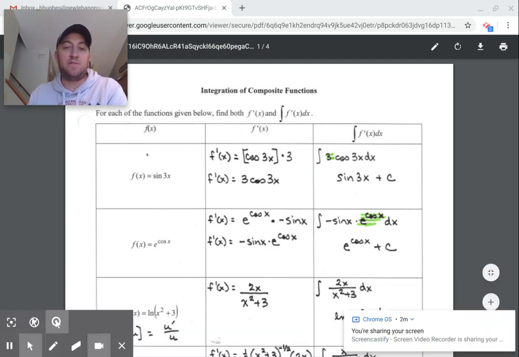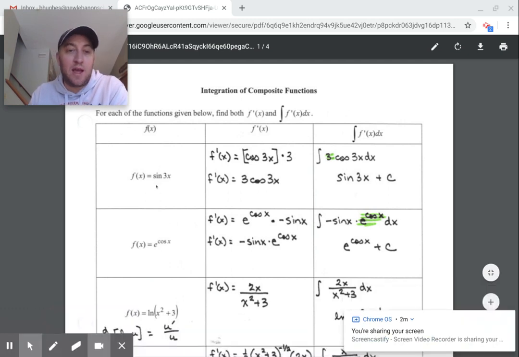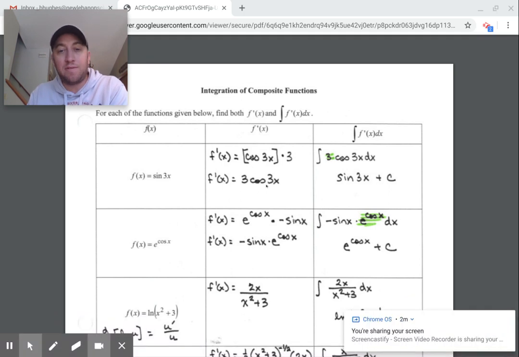The first thing is if I took the derivative of sine of 3x, took the derivative of e to the cosine of x, took the derivative of the natural log of x squared plus 3, these all have unique rules and some things that we would have to do to actually find the derivative. Now, if I look at sine of 3x, the first thing I would have to do is, what is the derivative of sine? It is cosine. So I have cosine of 3x, but then I have to apply the chain rule. So then I would have to take the derivative of 3x, and that's 3. So the derivative of sine of 3x ends up being 3 cosine of 3x.